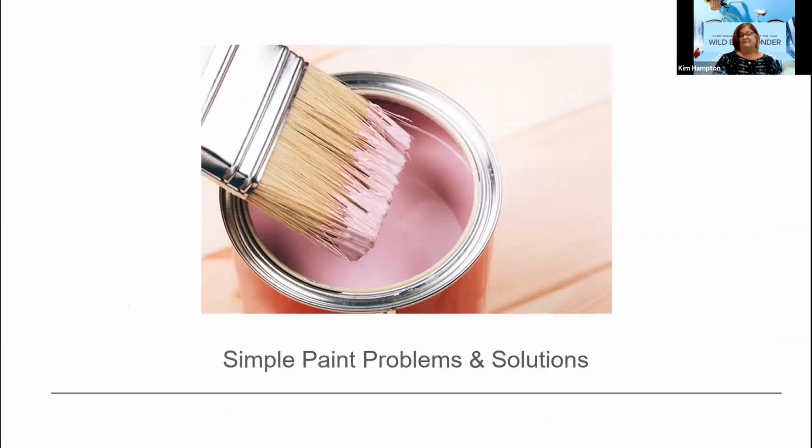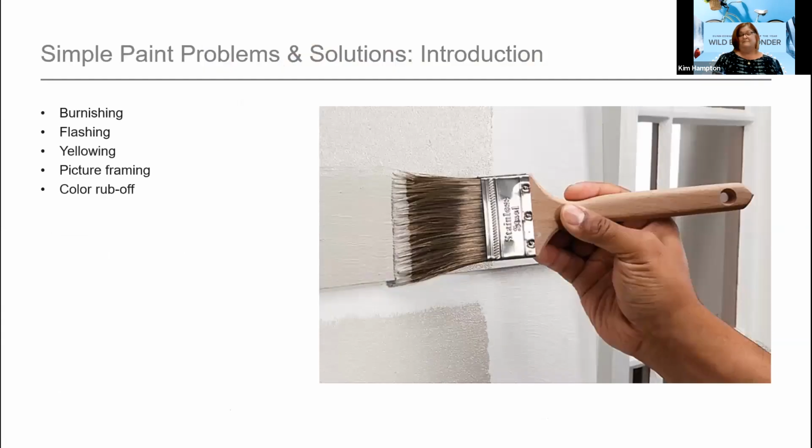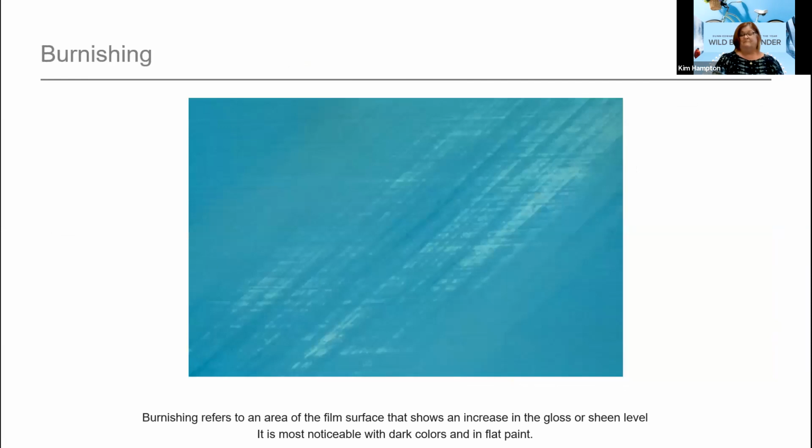Simple paint problems and solutions. In this section, we will cover burnishing, flashing, yellowing, picture framing, and color rub-off. Burnishing refers to an area of the film surface that shows an increase in the gloss or sheen level. It is most noticeable with dark colors and in flat paint.